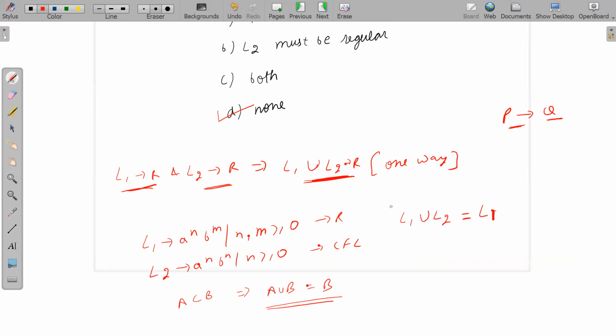So that means L1 union L2 is what? L1 is regular, so L1 is regular, L2 is CFL. Regular union CFL, you are getting regular. Okay, so please note it.